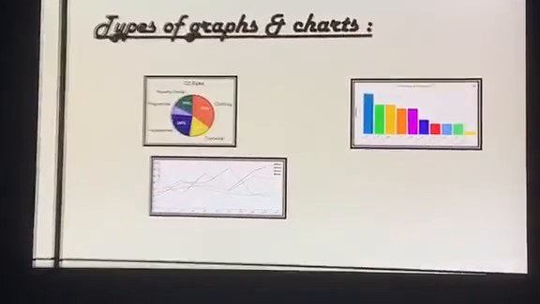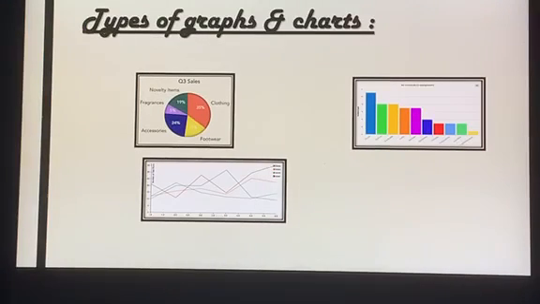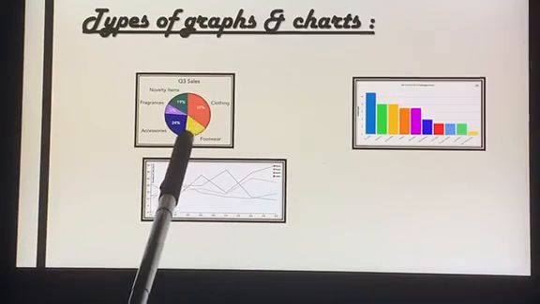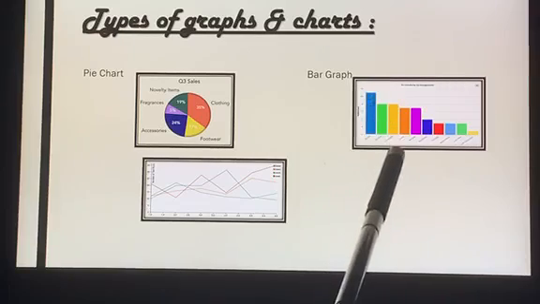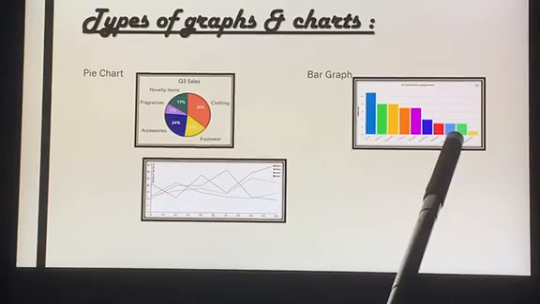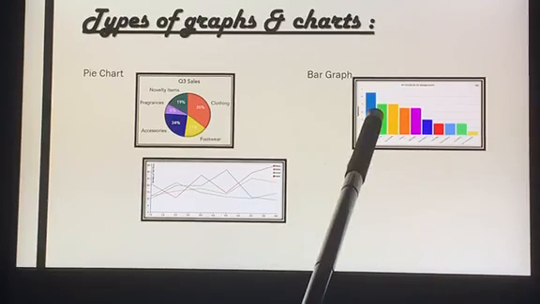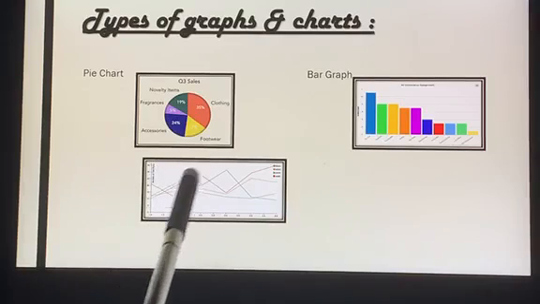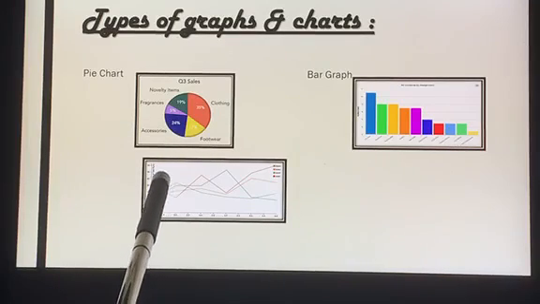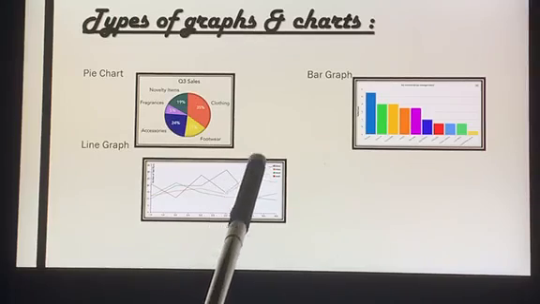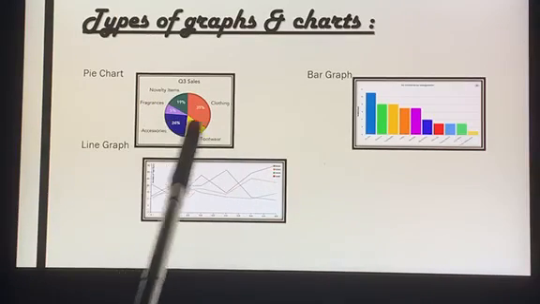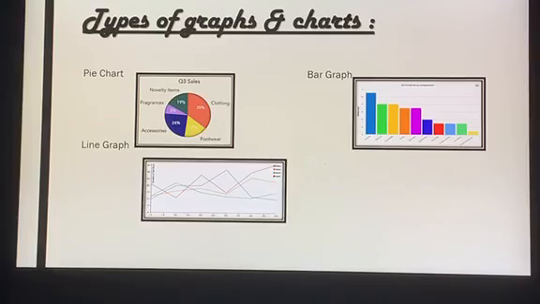First, let us see the different types of graphs and charts. In the first figure here, you see it looks like a pie. This chart is known as the pie chart. In the second figure, you see some bar-like figures. So this graph is called the bar graph. And in the third one, some lines are going up and down. So this is the line graph. In your text, mostly pie chart and bar graph are discussed.